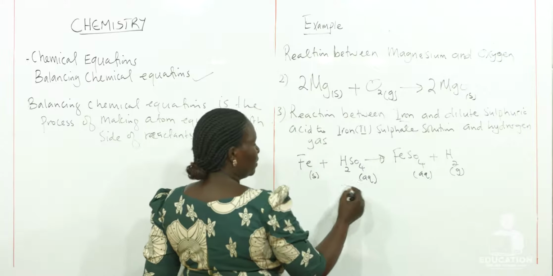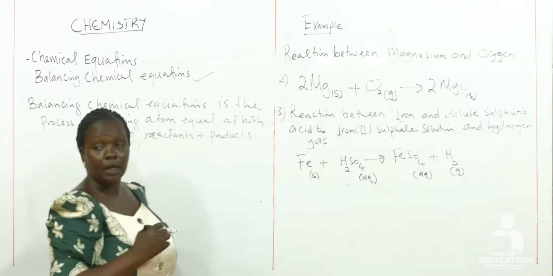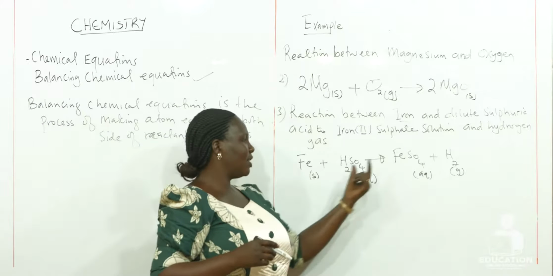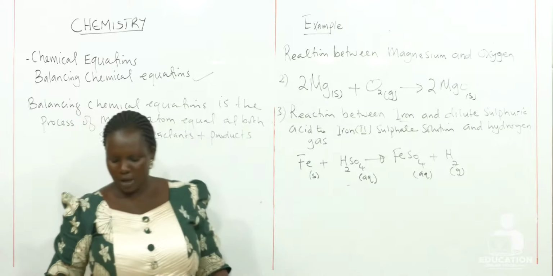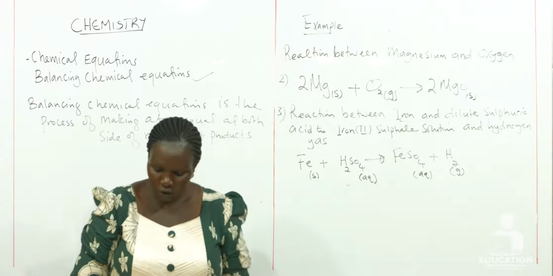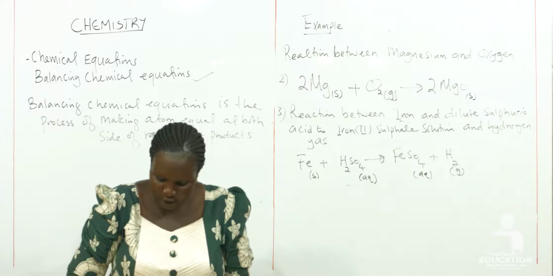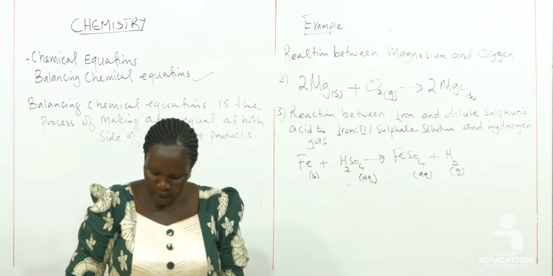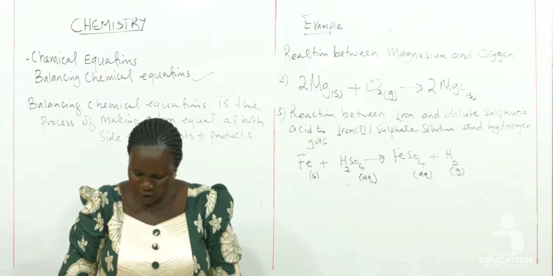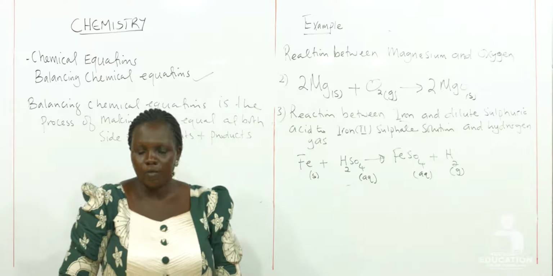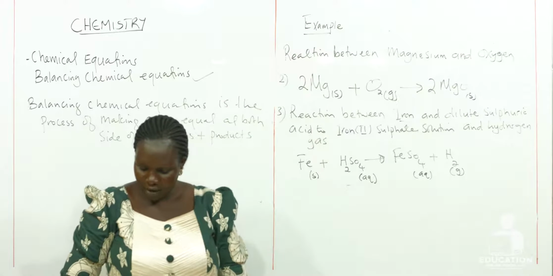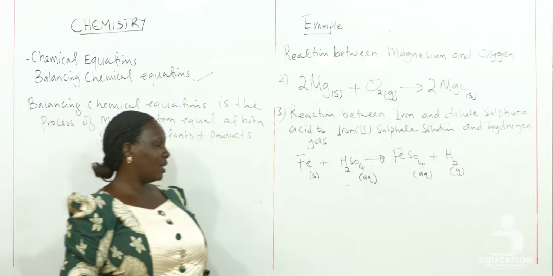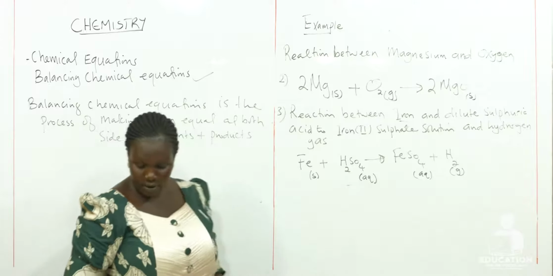So this equation is balanced. This is a balanced chemical equation. The number of atoms reacting is the same as the number of atoms given out as products. So we have rules for writing chemical equations, or rules for balancing chemical equations. The first thing we do is we write the chemical formula. We write the chemical formula of reactants on the left hand side, and those of the products at the right hand side.